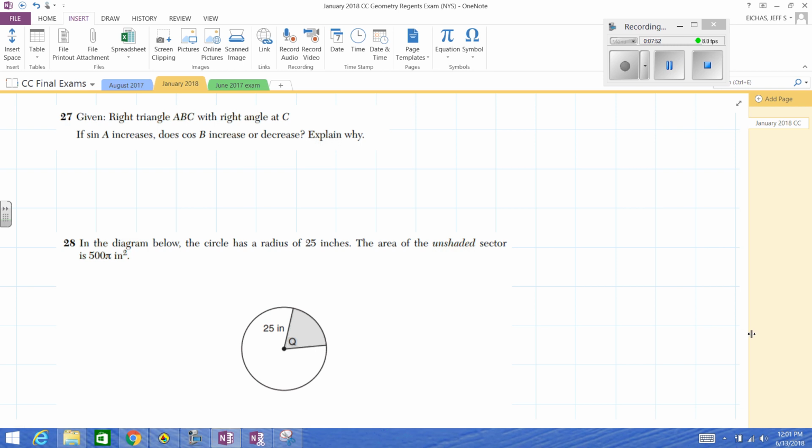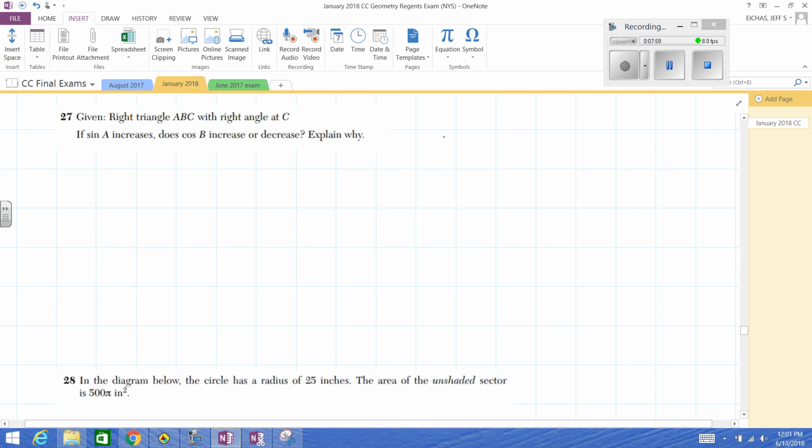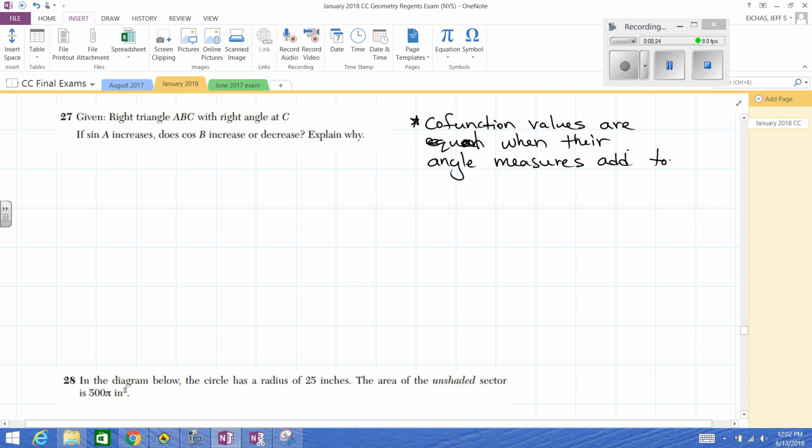Number 27, that's interesting. What we're trying to do is demonstrate that we know cofunction values are equal when their angle measures add to 90 degrees. For instance, sine of 70 degrees will be the same as cos of 20. That's the concept. Say sine of 15 degrees will equal cos of 75 degrees. So the cofunction values are equal.